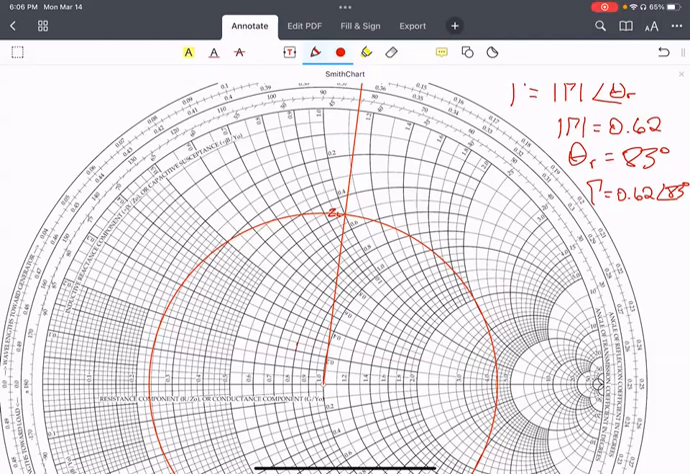If it was perfectly matched and there was no reflection, gamma would equal 0. And where would ZL be on here? It'd be in the center, right in the center.